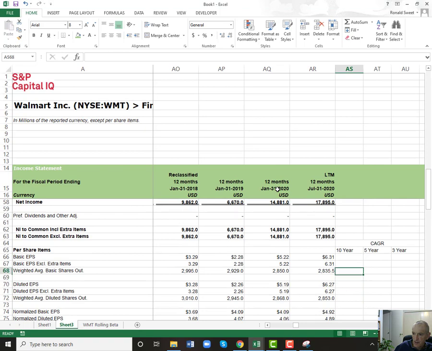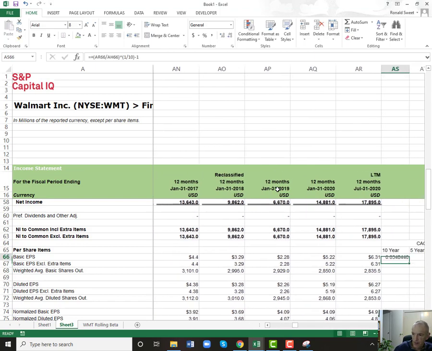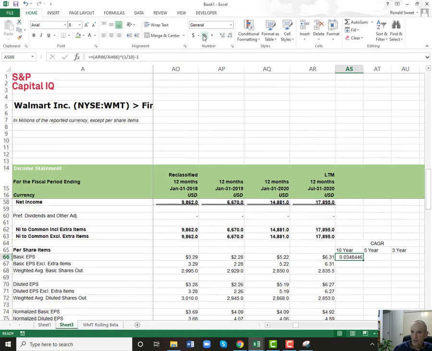And so the 10-year, what you're going to do is do the last year divided by, and go back 11 years. Don't go back 10, go back 11 years, because you have to have a starting point. 1, 2, 3, 4, 5, 6, 7, 8, 9, 10, 11. Close parentheses, raise that to the 1 divided by 10 minus 1. And that shows you that their earnings per share growth the last 10 years has been 3.48%.